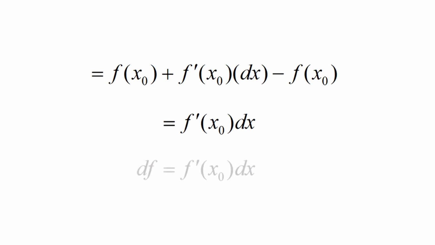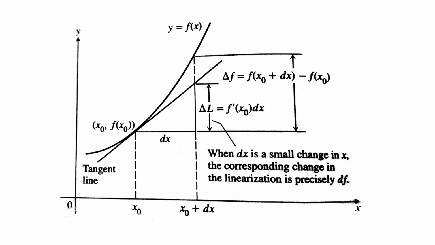Thus, the differential df is equal to f prime of x naught dx can be geometrically interpreted as follows. When df is evaluated at x is equal to x naught, then df is equal to delta L, which is the change in the linearization of f corresponding to the change dx.